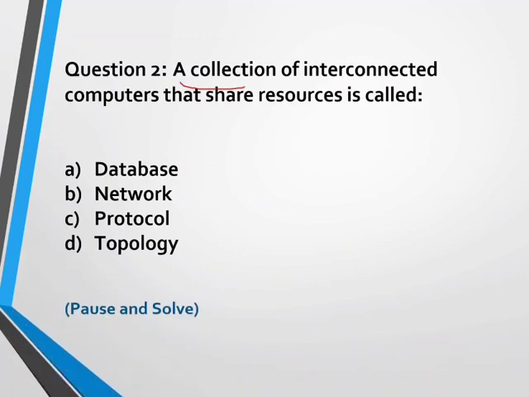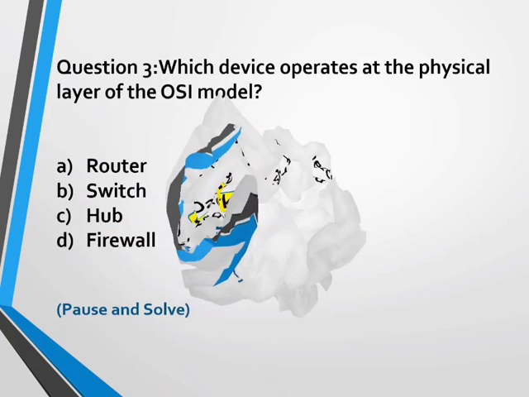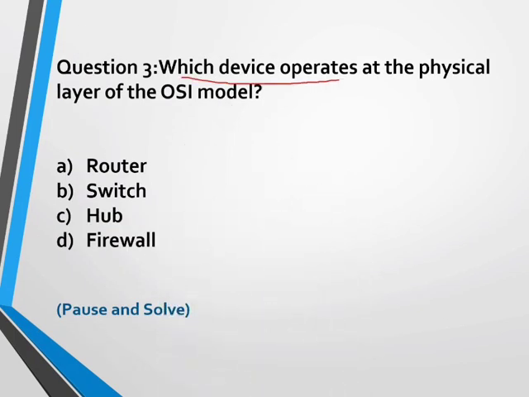A collection of interconnected computers that share resources is called: is it database, network, protocol, or topology? Pause and try to solve. And the correct answer is network. Question number 3. Which device operates at the physical layer of the OSI model? Is it router, switch, hub, or firewall? And the correct answer is hub.